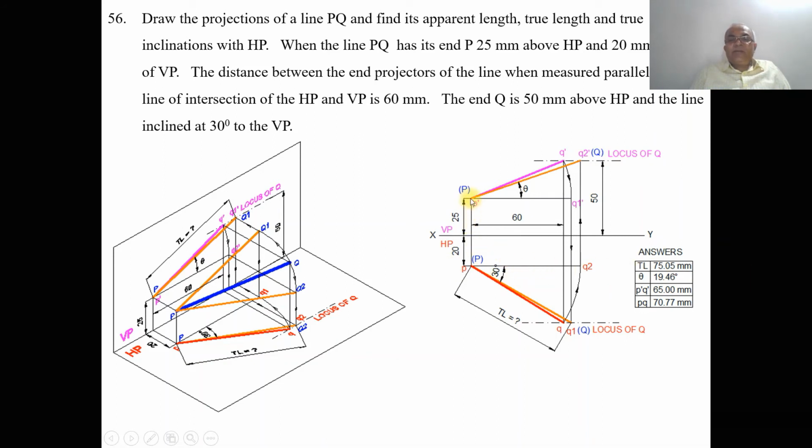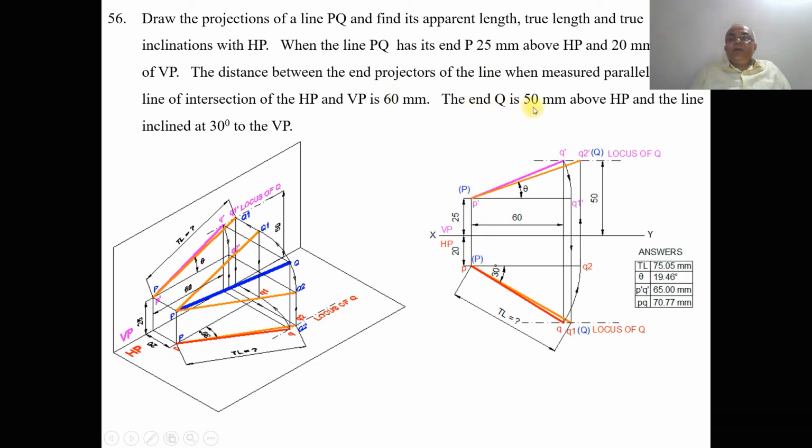Consider any point and from there, you draw a vertical line so that it intersects both the horizontal lines. Then in the VP, you mark this as P dash. In HP, you mark this as small p. Then you make it as capital P in bracket, and here also capital P in bracket.